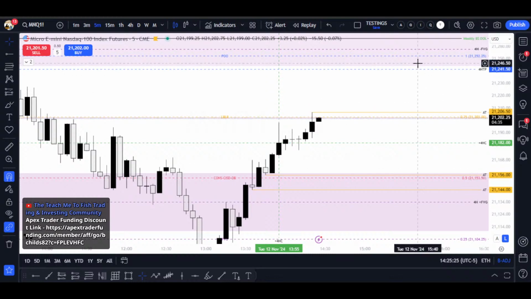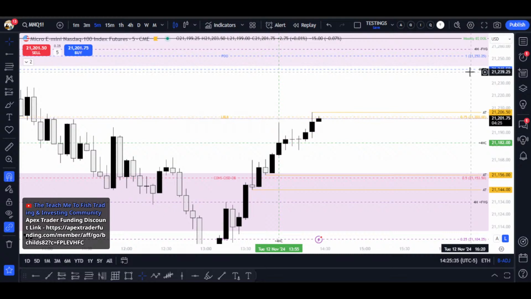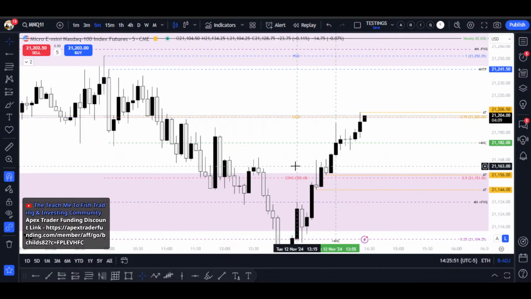Again, the point of origin is $21,252.25. But my TMTF concept, the target is for $21,241.50. So I really don't want price to get there before coming back to give me an entry.